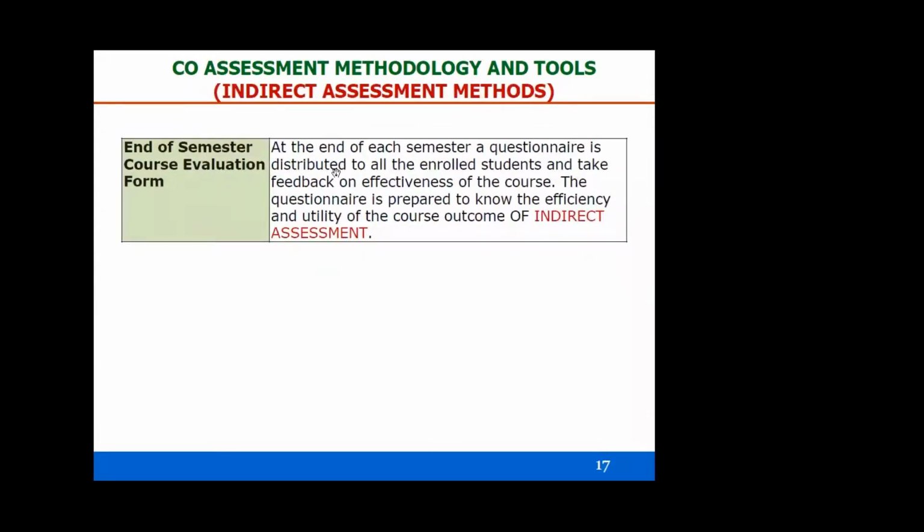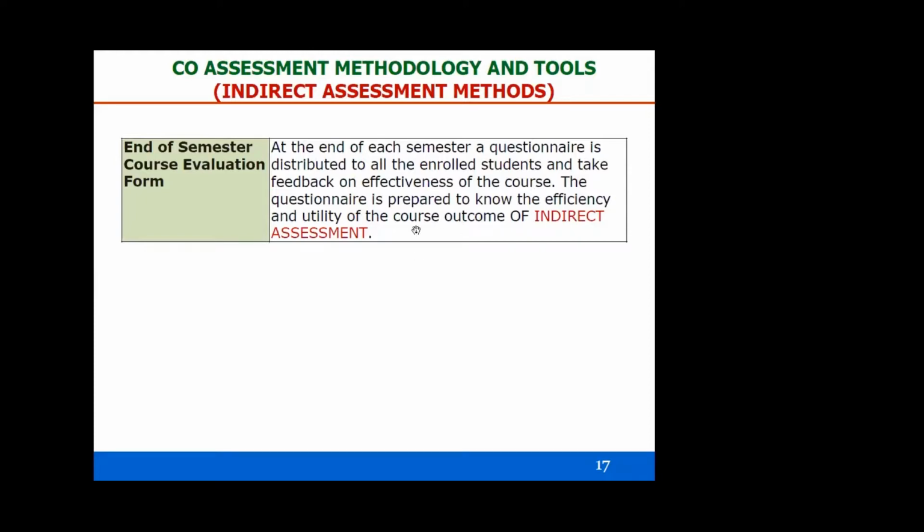So coming to indirect assessment, here we will collect feedback at the end of semester, generally, if it is semester based. If it is year based, an end of year course evaluation form, or feedback for the particular course, whatever name you can fix commonly at institute level. At the end of each semester or year, a questionnaire is distributed to all the enrolled students to take feedback on the effectiveness of the course. The questionnaire is prepared to know the efficiency and utility of the course outcomes for indirect attainment.